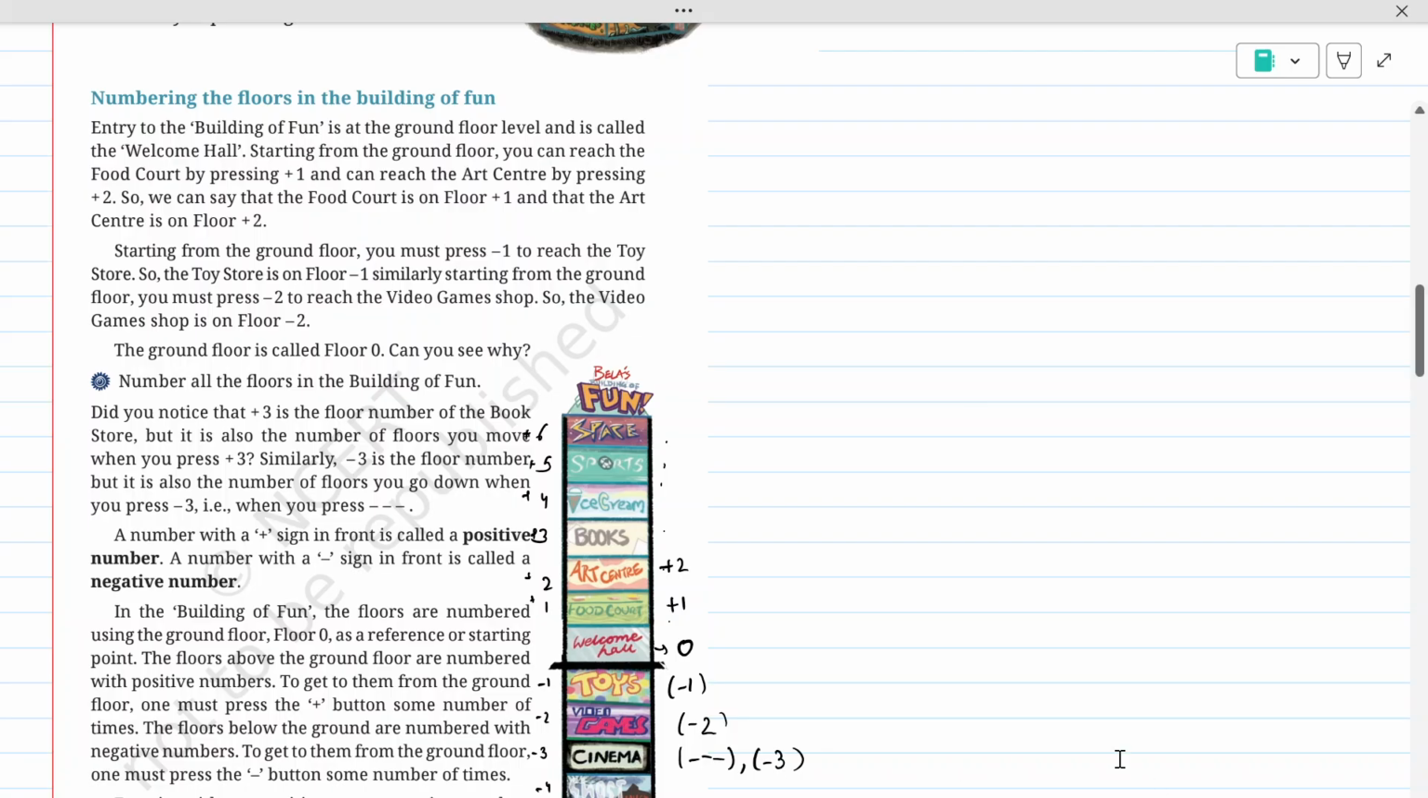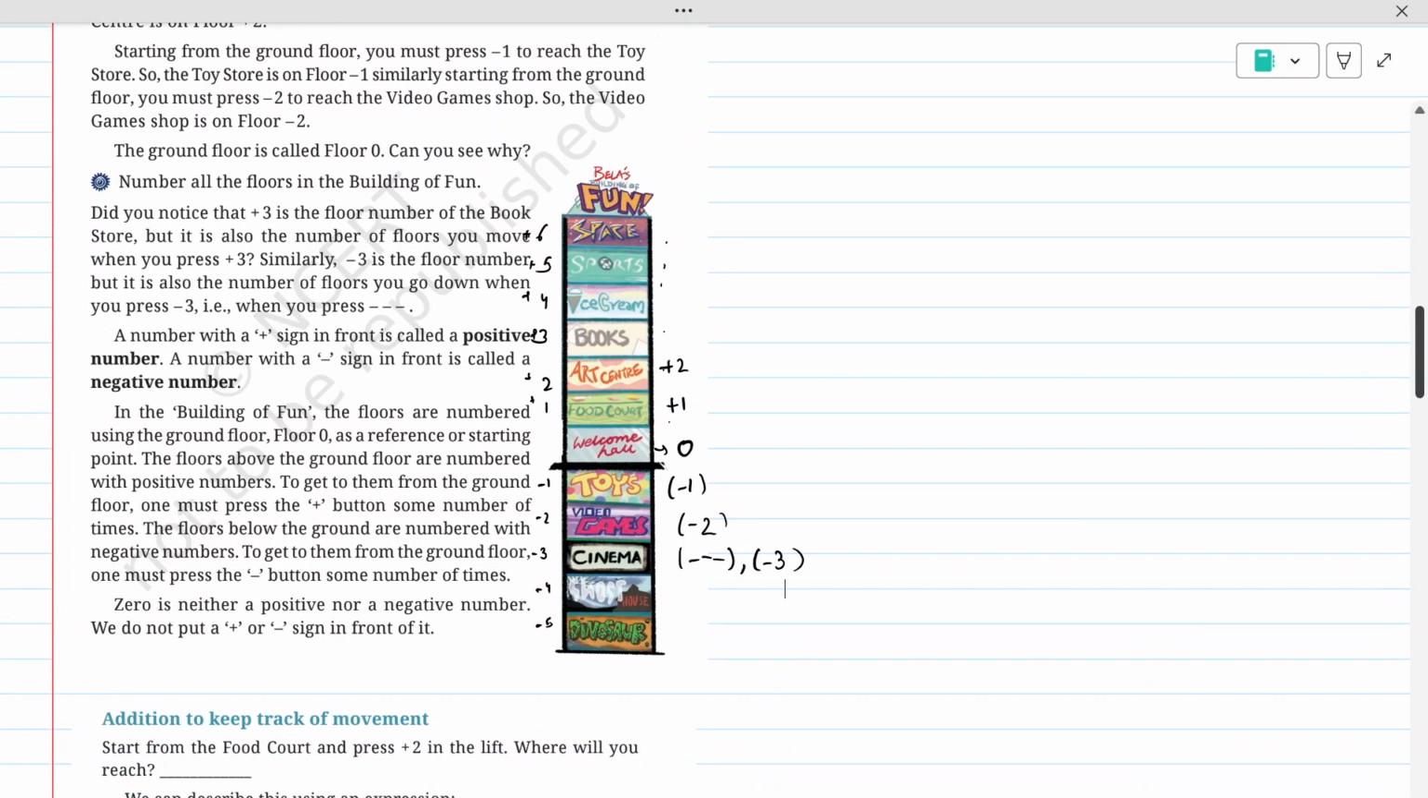Next, in the building of fun, the floors are numbered using the ground floor. So that means we are taking the ground floor as the reference here, and taking this ground floor as the reference, we are marking the other floors up and down. The floors above the ground floor are numbered with positive numbers, and if we have to reach there, we have to press the plus button some number of times. And what is that number of times? That is the number of floors we have to go.